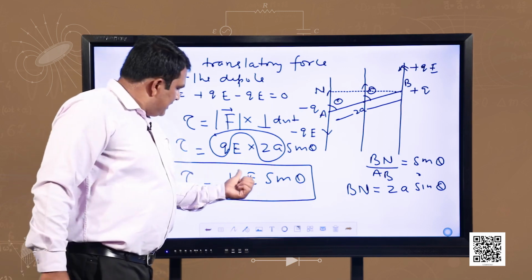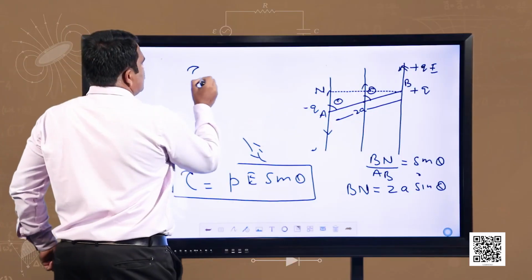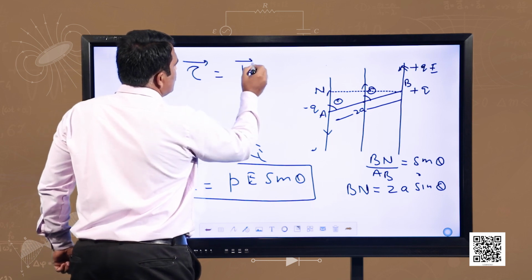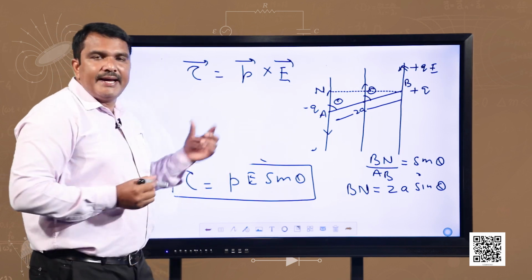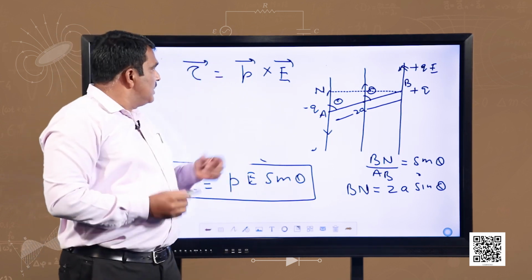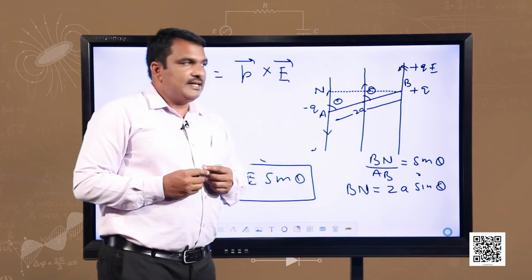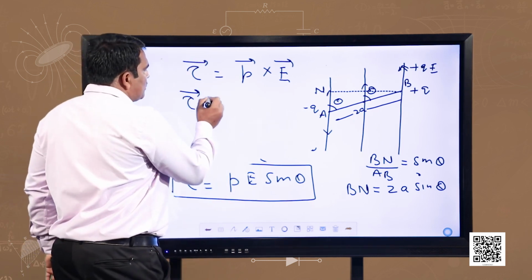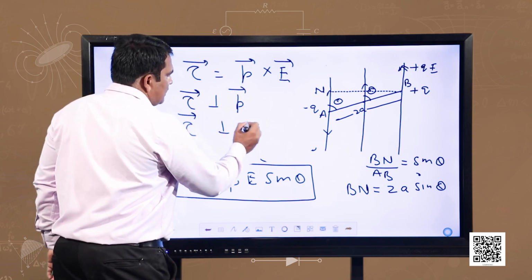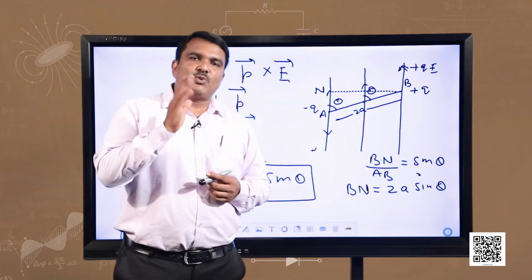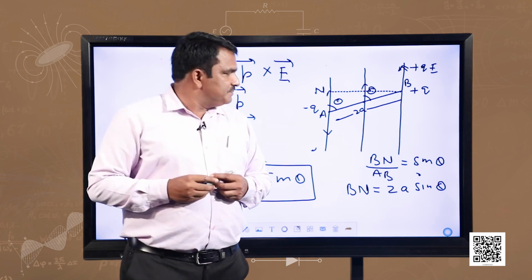And this torque can be written in vector form as torque is equal to P cross E. And from the rule of vectors, we know that the cross product of two vectors is another vector which is perpendicular to both the vectors. Hence, this torque is perpendicular to P and this torque is perpendicular to E as well. And the direction of the cross product can be easily found using Fleming's left hand rule or the screw rule.